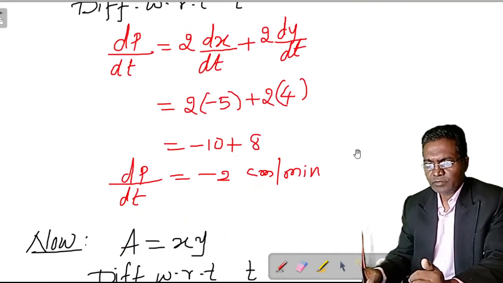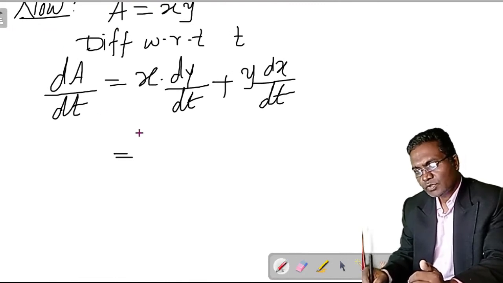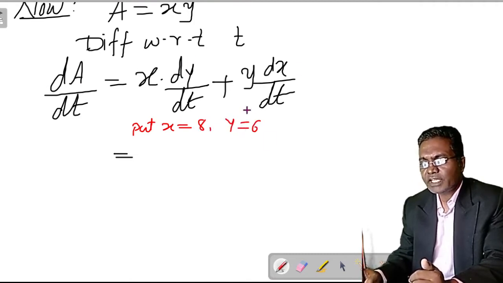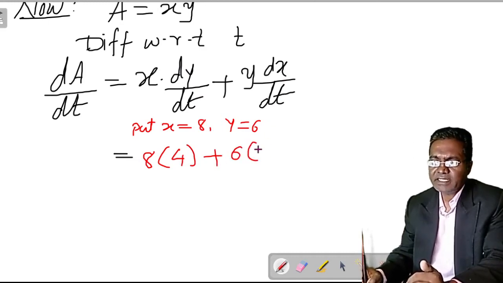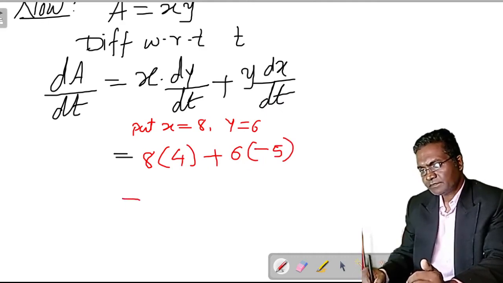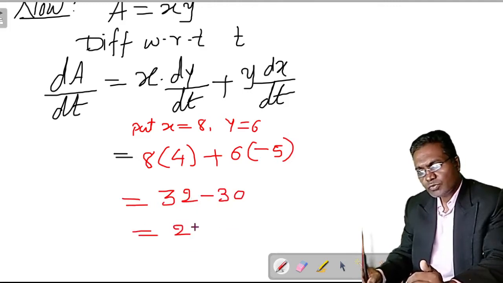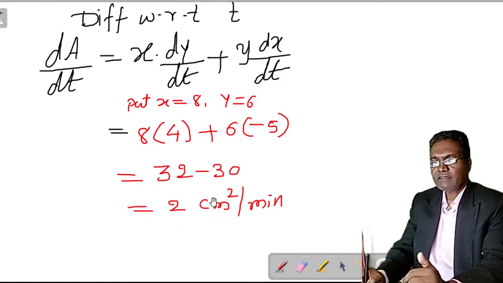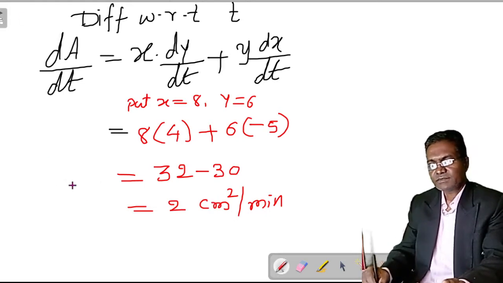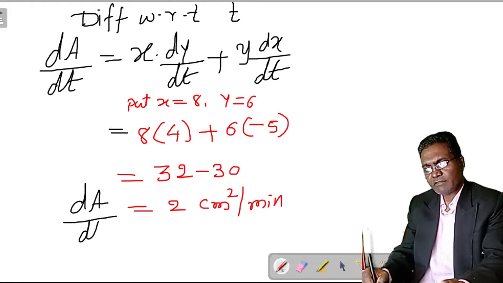Now put x equals 8, y equals 6, and your dy by dt and dx by dt. So you will get 8 into dy by dt, which is 4, plus y is 6, and dx by dt is minus 5. You are given the rates. So 32 minus 30, this is 2 centimeter square per minute. So area is increasing at the rate of 2 centimeter square per minute, whereas the perimeter was decreasing. So this is your required result.